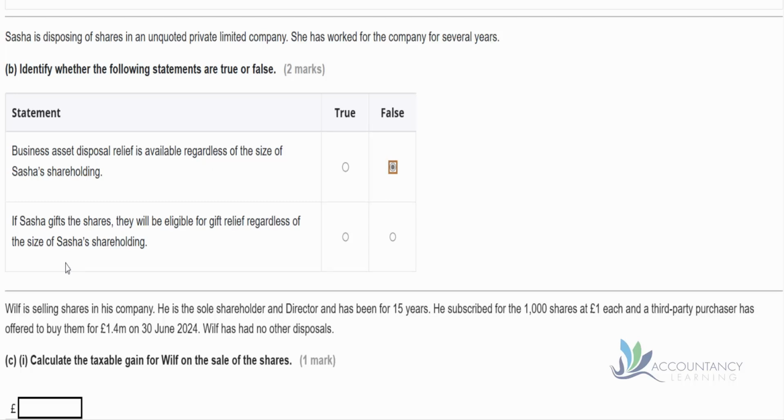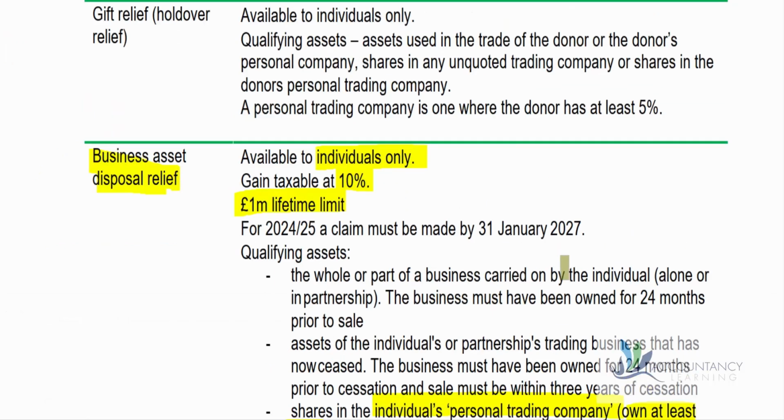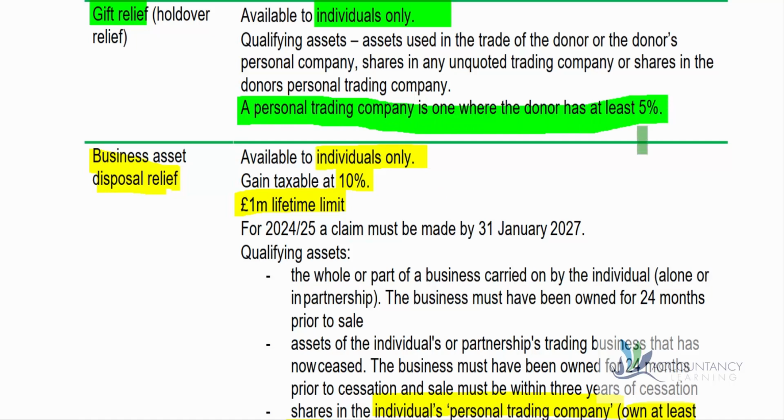And then the second statement: if Sasha gifts the shares, they will be eligible for gift relief regardless of the size of Sasha's shareholding. So here we are back in the reference materials again, and there is a section on gift relief. And again, this is for individuals only. And notice it says a personal trading company is one where the donor has at least 5%. But that doesn't really matter as long as it's an unquoted trading company.